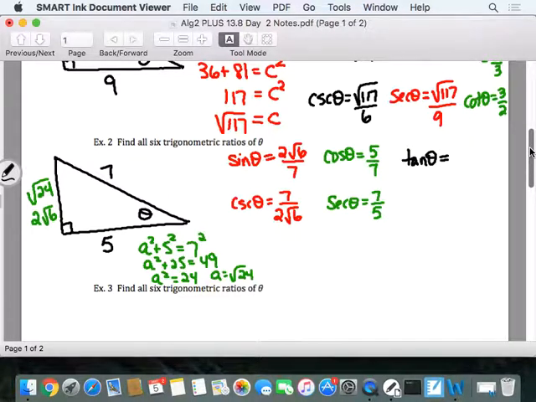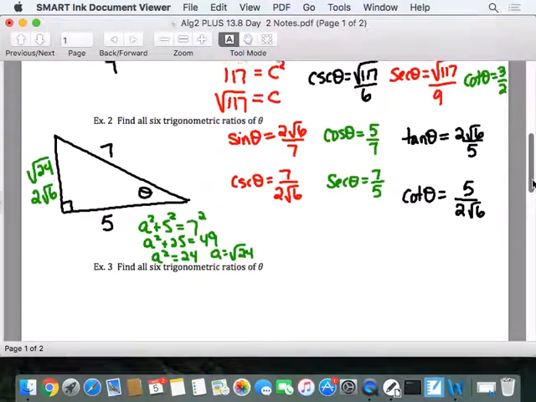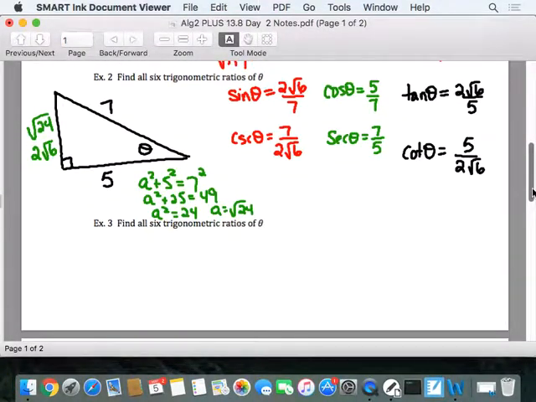Tangent theta is TOA. TOA would be opposite over adjacent, so that's 2 radical 6 over 5. Then cotangent theta is 5 over 2 radical 6. Again, if you have a right triangle and you know 2 of your 3 sides, use Pythagorean theorem to find the missing side, then use your SOHCAHTOA to get your 6 trig ratios.